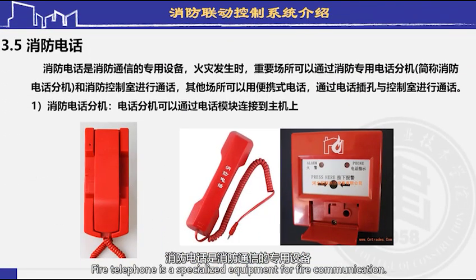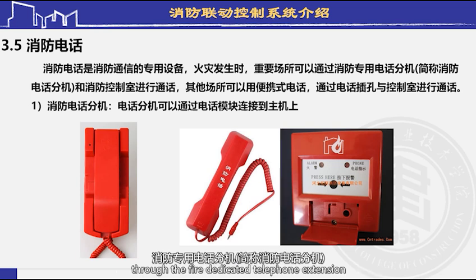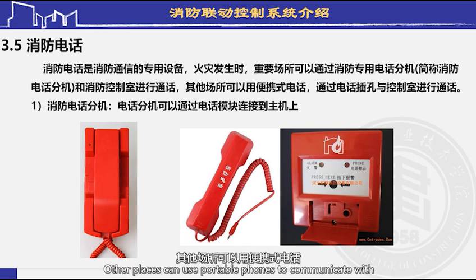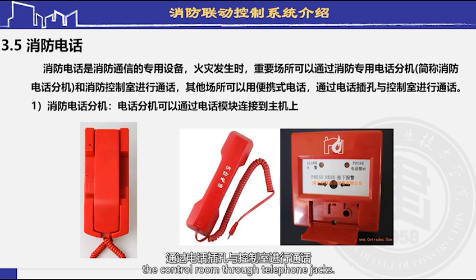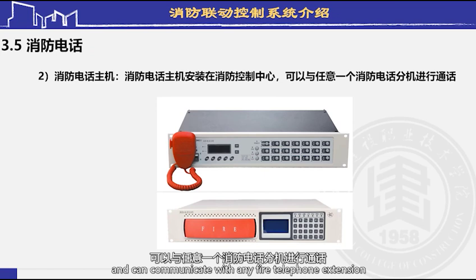Fire telephone is a specialized equipment for fire communication. In case of a fire, important places can communicate with the fire control room through the fire dedicated telephone extension, referred to as the fire telephone extension. Other places can use portable phones to communicate with the control room through telephone jacks. The fire telephone extension can be connected to the host through a telephone module. The fire telephone host is installed in the fire control center and can communicate with any fire telephone extension.